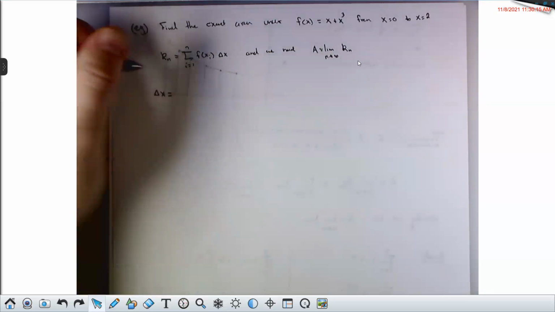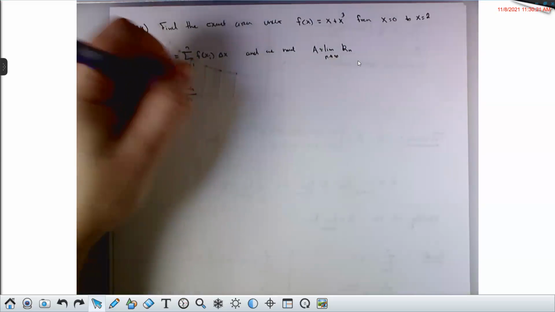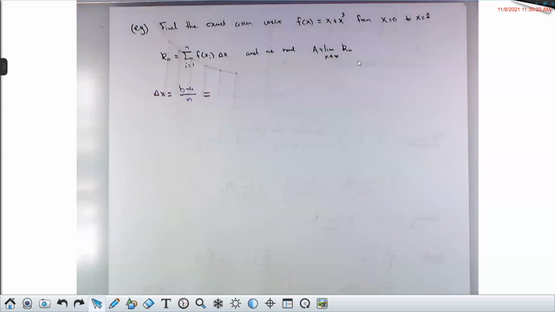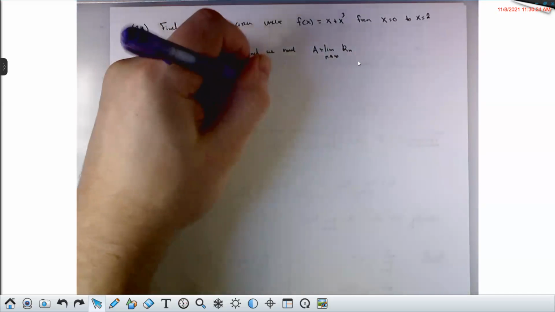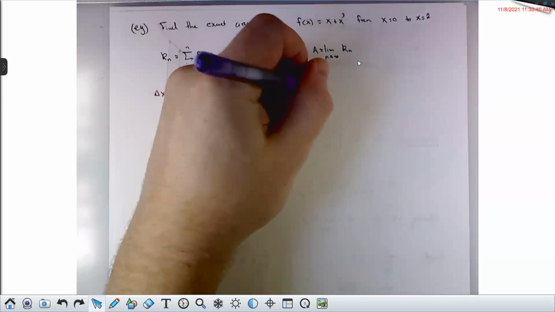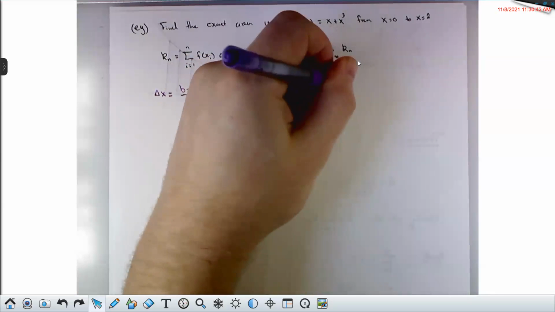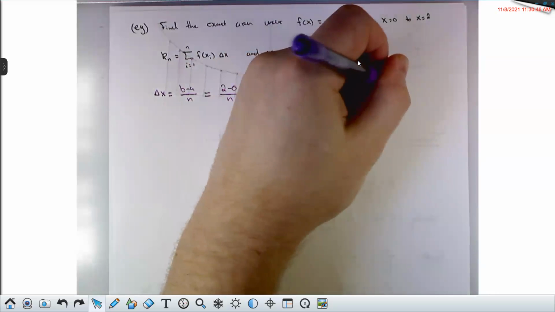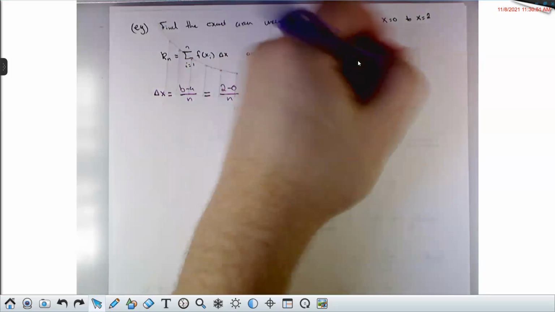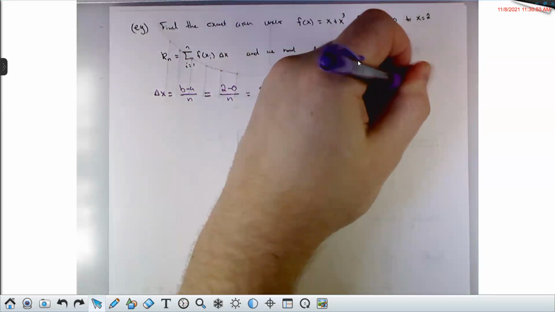Remember, you always begin with delta x. So delta x is always b minus a over n. Here, I don't have a fixed number of rectangles. I need to leave n as n because I'm going to send n to infinity. But a and b are numbers. This is 2 minus 0 over n, which is just 2 over n. And the xi are always a plus i times delta x. So that's 0 plus i times 2 over n, which I'll write as 2i over n.